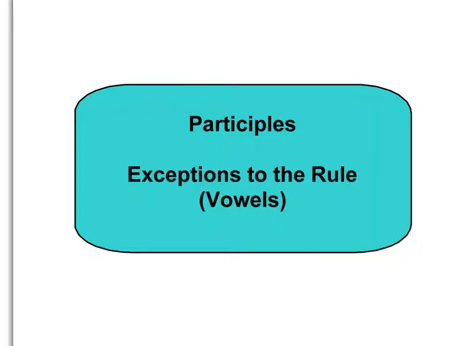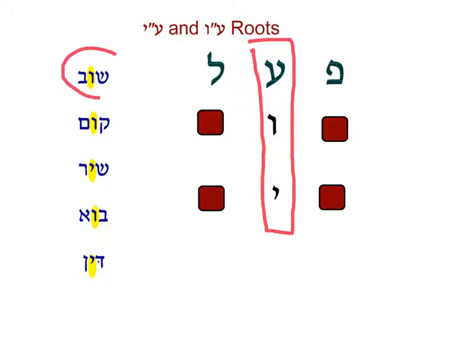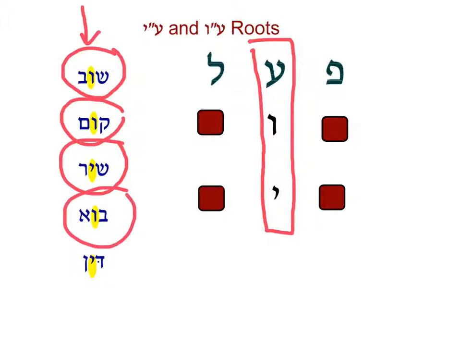Let us now continue our exploration of participles when I conjugate them for weak letters, gutturals, silent letters. In this final class of shorashim, there is a vav or a yud as the center of my shoresh. For example, shuv, you see I have a vav in the middle. Kum, a vav in the middle. Shir, a yud in the middle. Bo, a vav in the middle. Din, a yud in the middle.